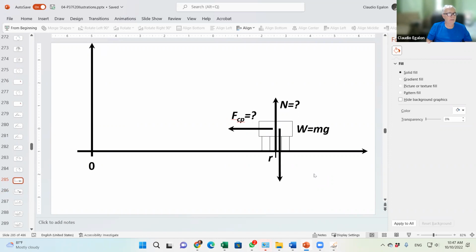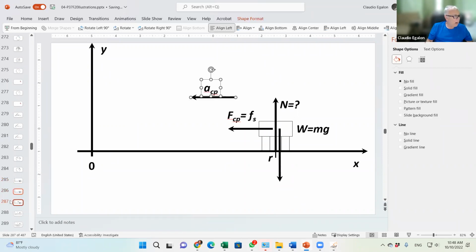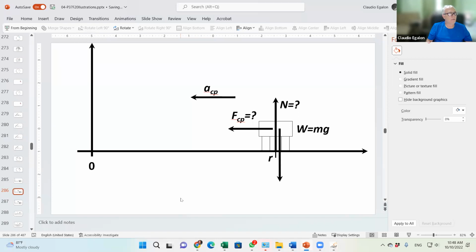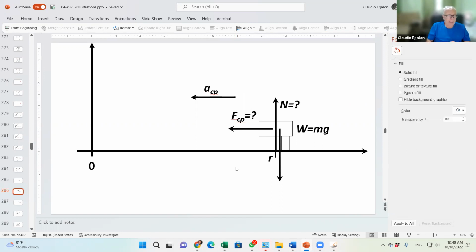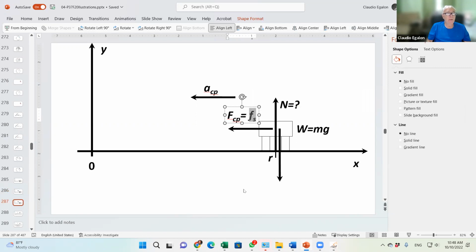So what is this centripetal force? Because the car is moving under uniform circular motion, we must have a centripetal acceleration. And because we have a centripetal acceleration, we must have a centripetal force. On top of that, we must identify what the centripetal force is. There's a little secret here. This centripetal force, by the way, is going to be the force of static friction.